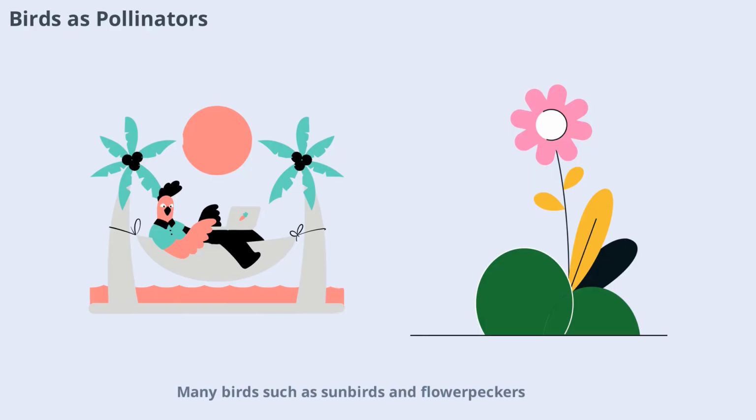Many birds, such as sunbirds and flowerpeckers, feed on nectar and play a vital role in pollinating plants. As they move from flower to flower, they help in cross-pollination, which is essential for plant reproduction.